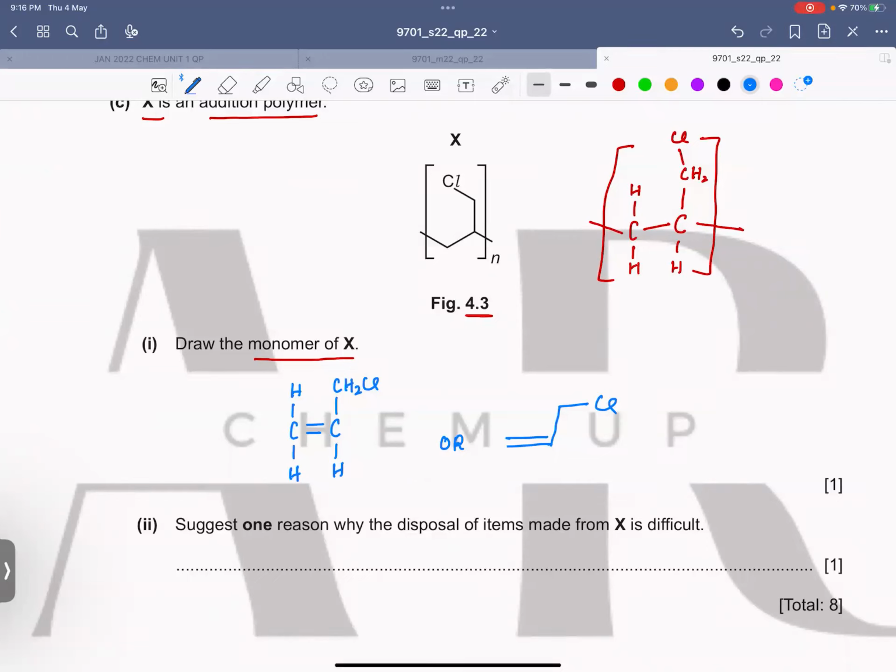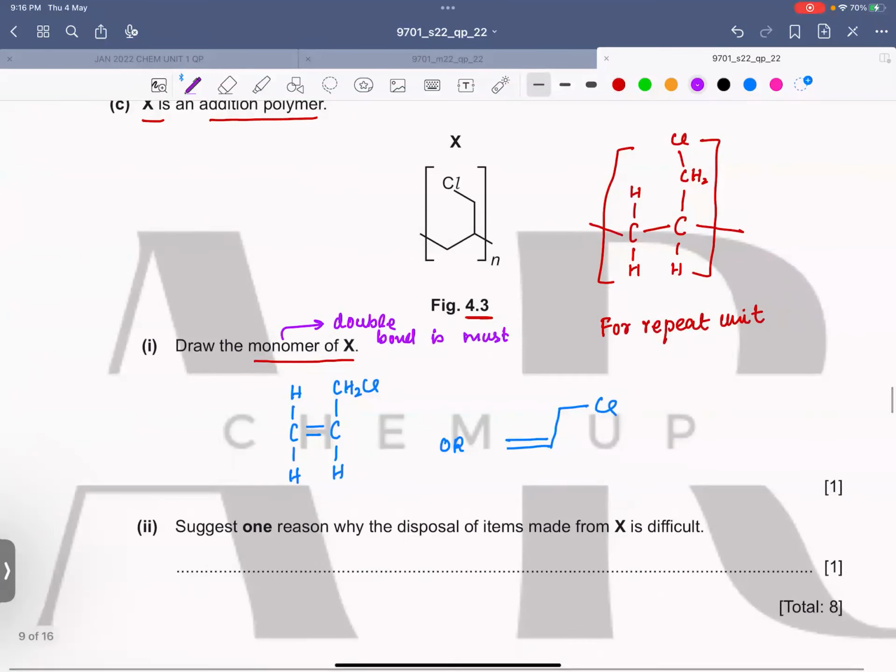No, for the repeat unit there is no need to show the double bond. In the monomer the double bond is always shown. Okay, monomer, yes sir, the double bond is a must. And for the repeat unit, for example, if the examiner asks you to write the repeat unit, then for the repeat unit, no double bond.